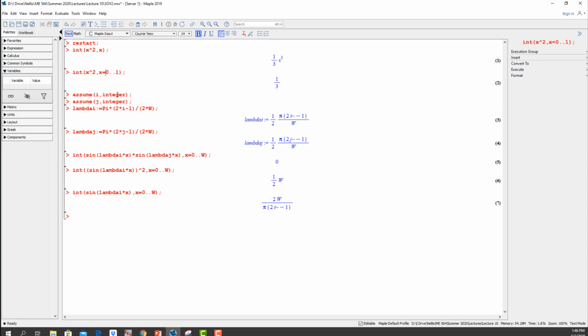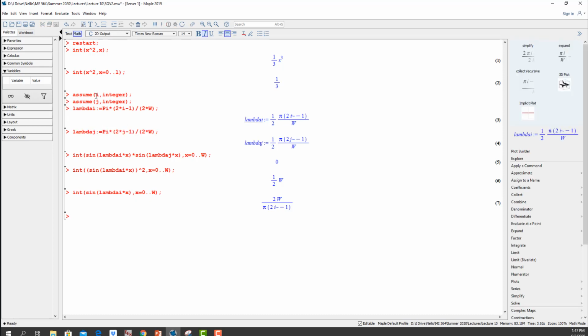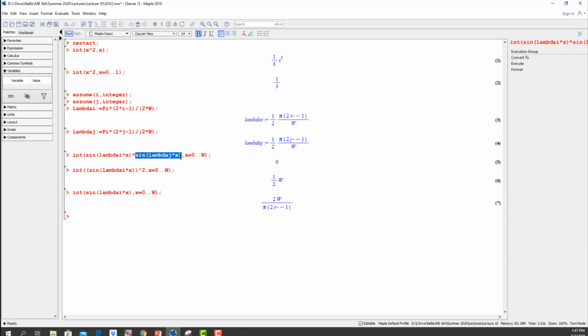So assume i is an integer, assume j is an integer, and then lambda i is this expression here, and lambda j is this expression here. And again, I'm assuming i is an integer, which I need to do in order for this to work, and I am using capital Pi, not pi, in order for this to work. So these are two different eigenvalues, right? If I integrate one eigenfunction multiplied by another eigenfunction from 0 to w, you can see that in fact I get 0, right? So that's guaranteed to happen if you did your problem right. You're guaranteed to have these eigenfunctions be orthogonal to one another.